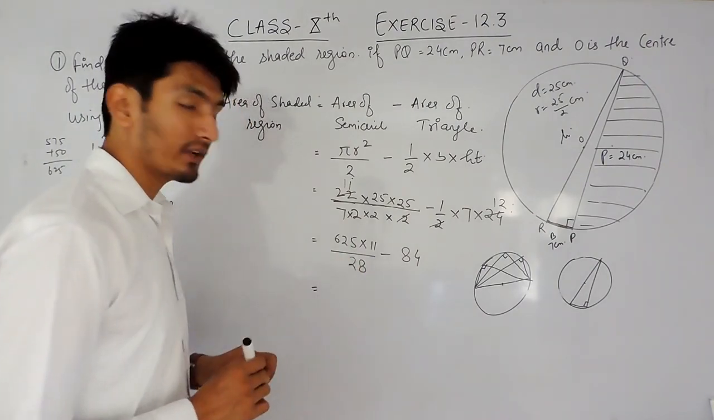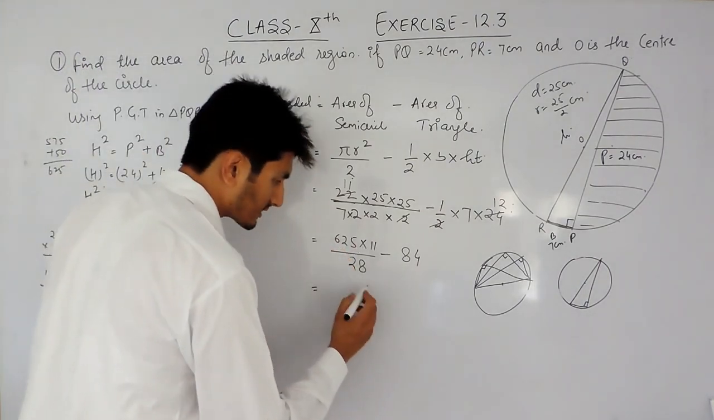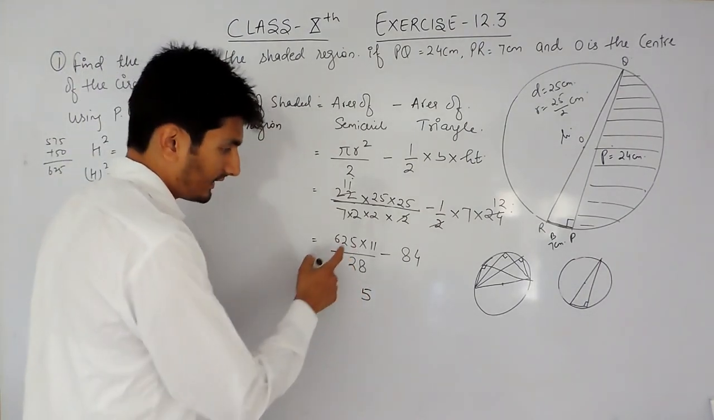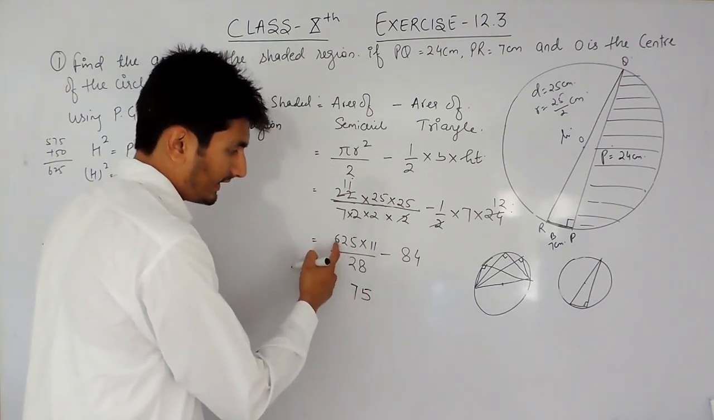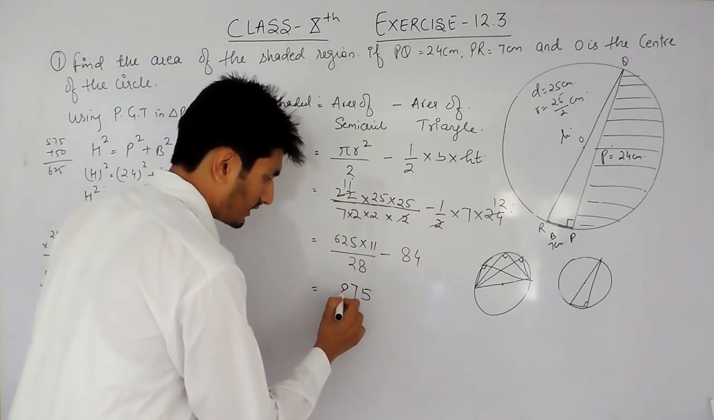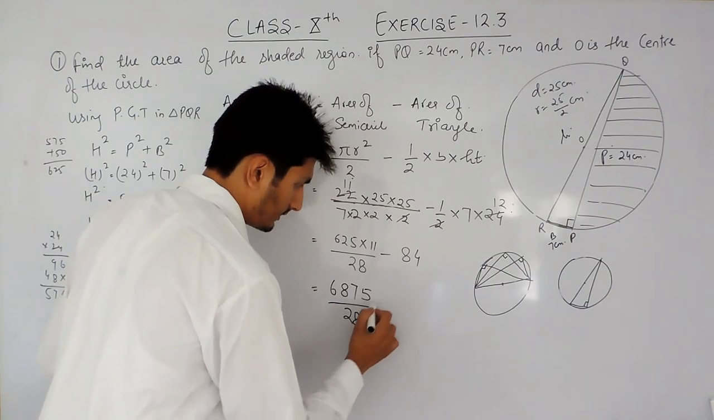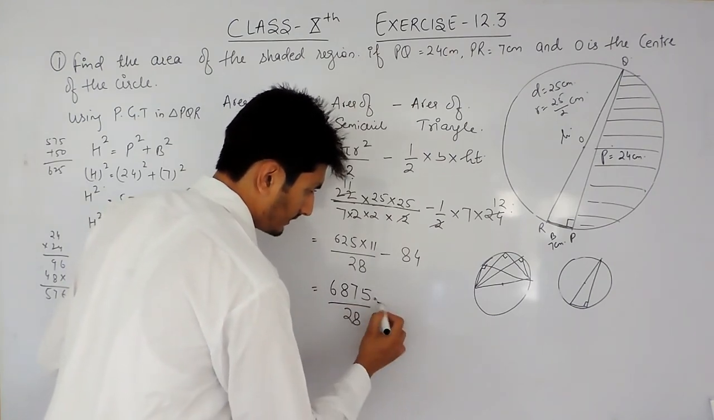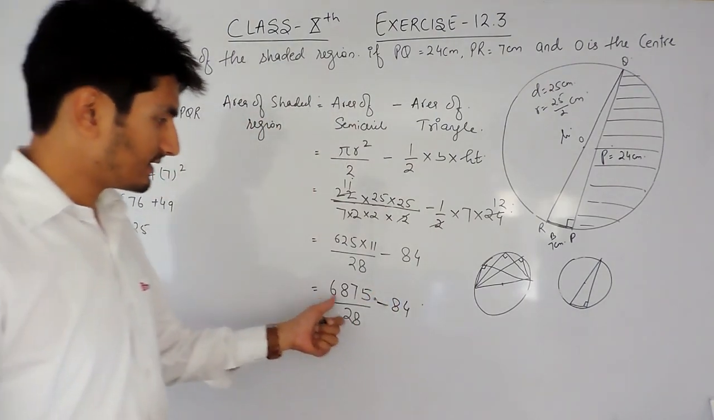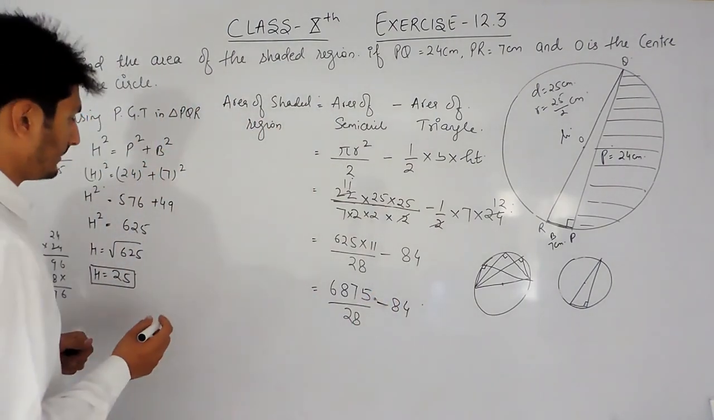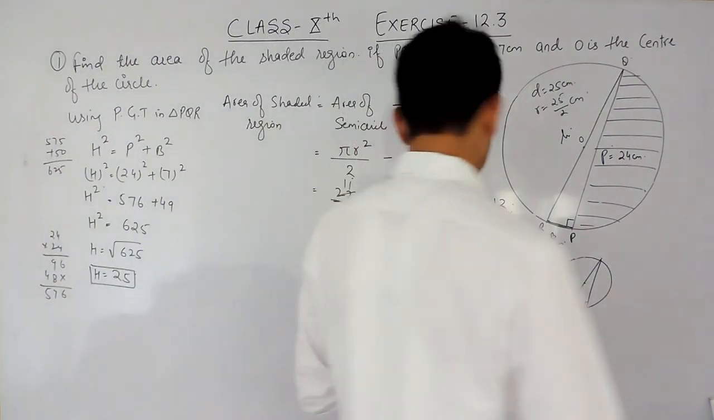So, I know the trick how to multiply any number by 11. What I have to do, first of all, I have to write the last number. Then I have to add these two numbers, it is 7. Then skipping one, again I have to add these two, which is 8. And at last I have to copy this, it is 6875 over 28, minus 84. Now, let's divide this 6875 by 28. Then after that, I can subtract 84 from it.